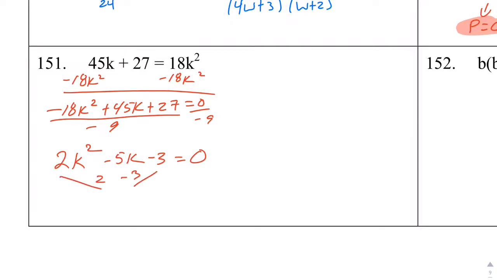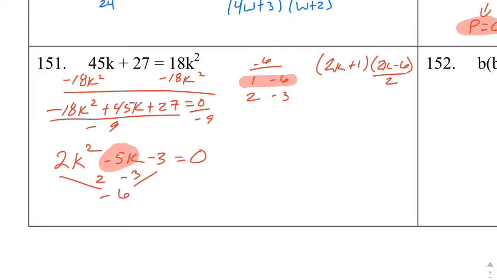2 times negative 3 is negative 6. Looking for factors of negative 6, so I have to have one positive, one negative. The larger one matches the middle term, so the larger one's negative. 1 and negative 6, 2 and negative 3. We're going to use 1 and negative 6. Okay, so into my two parentheses, 2k plus 1 and 2k minus 6. And you could do this by grouping, of course, and you'll get the same spot. So 2k plus 1 and then k minus 3. Those are our two factors.